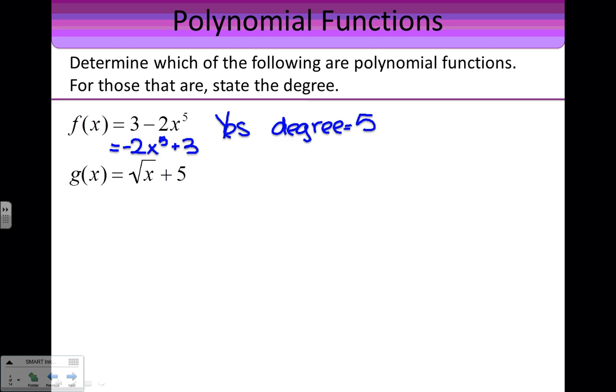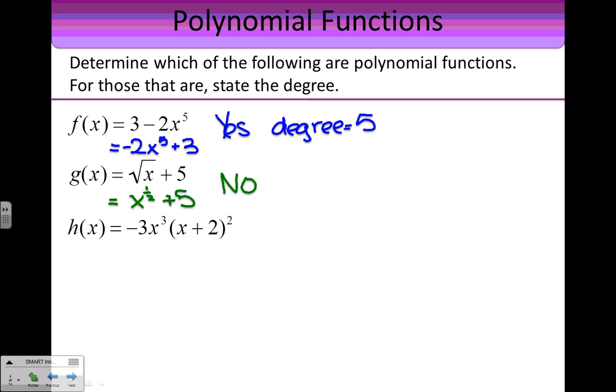So that one, if you can remember back to Algebra 2, the square root of x, how can that be rewritten using an exponent? So remember, taking the square root is the same thing as raising a number to the half power. So this is the same thing as x to the half plus 5. So if you see a square root or a cube root or any sort of root like that, that means you're raising it to a fractional exponent. So you would say no, this is not a polynomial because we have a fraction as an exponent.